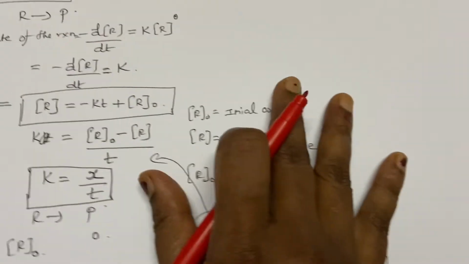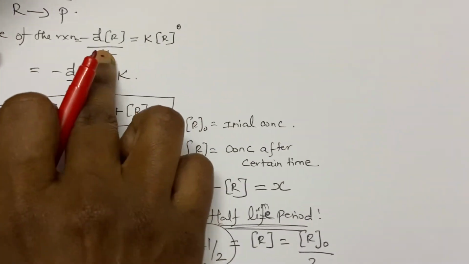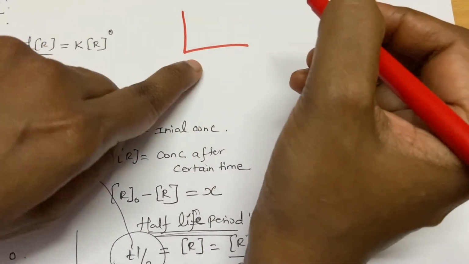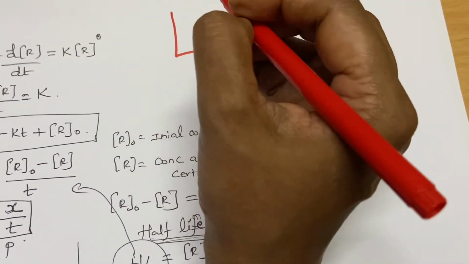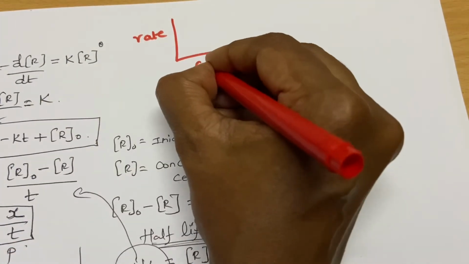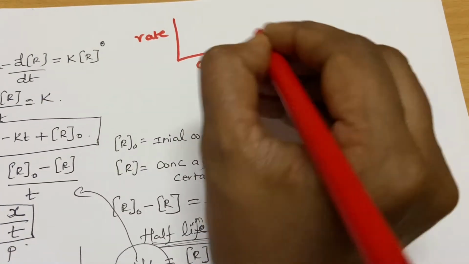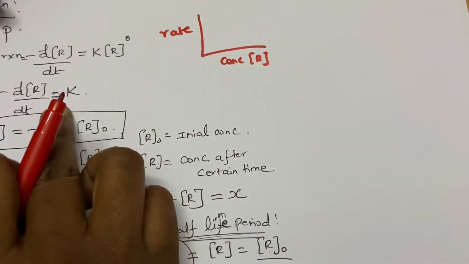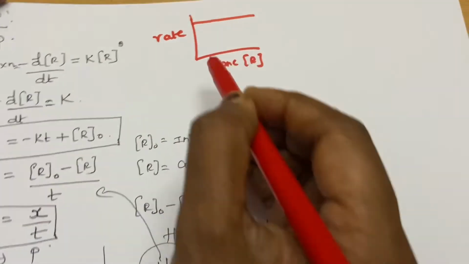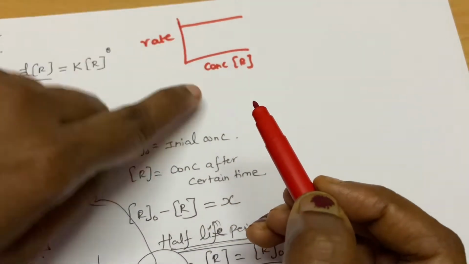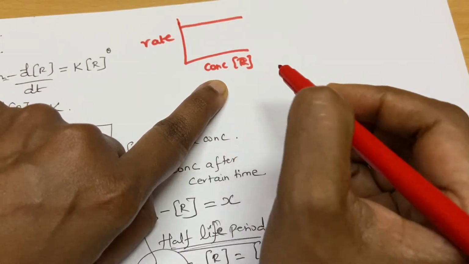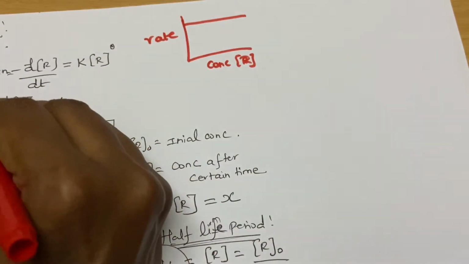For a zero order reaction, the rate of the reaction is independent of the concentration of the reactant. So if you plot a graph of the rate of the reaction against the concentration of the reactant, it does not depend. So how will the graph be? It will be constant. The rate is constant with respect to the concentration of R. Students, this is the graph.